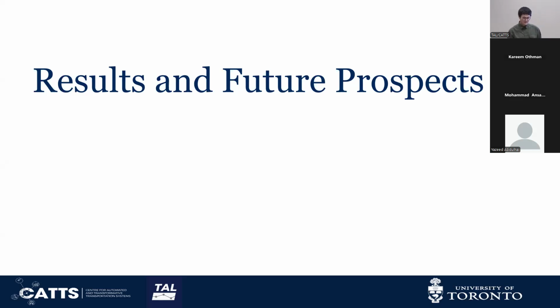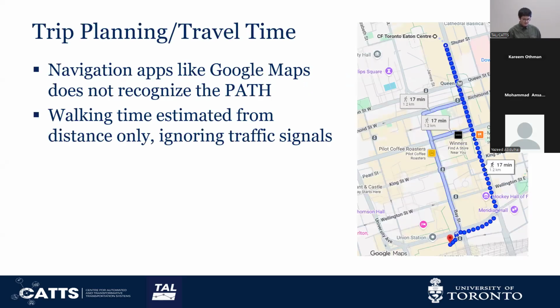And now let's talk about the results of the data that we can do for now. I will also discuss some future prospects of what you can do with this data. One very obvious application is trip planning and travel time analysis. Currently, Google Maps, a very popular navigation app, does not recognize the PATH as a viable option for pedestrians. For example, if you want to walk from the Toronto Eaton Centre to Union Station, even though they are interconnected with the PATH, Google still wants you to walk primarily on Yonge Street.